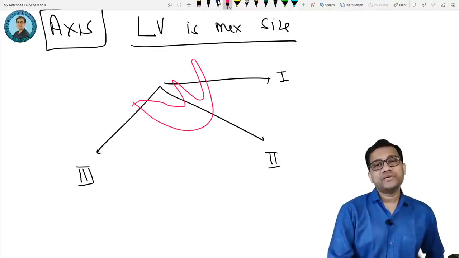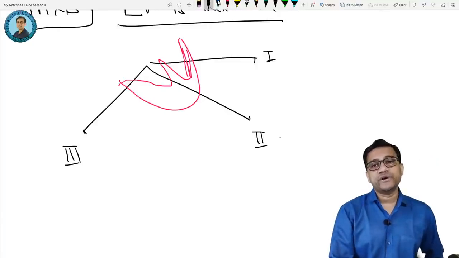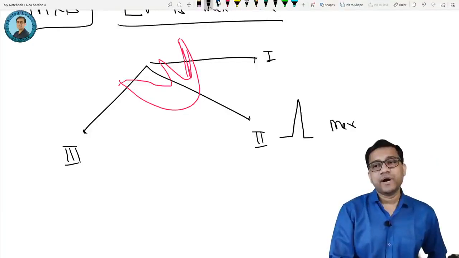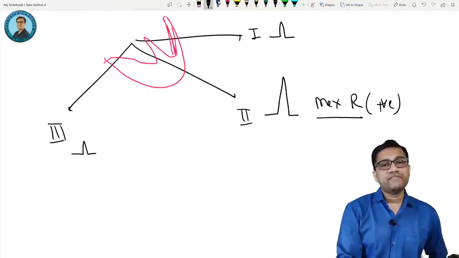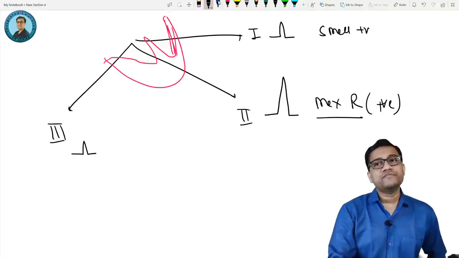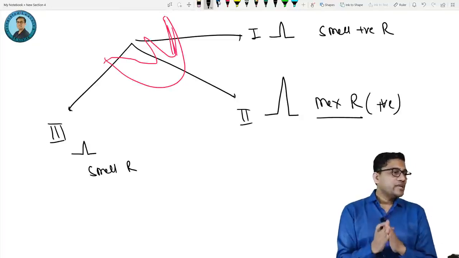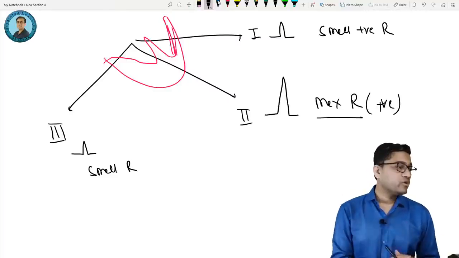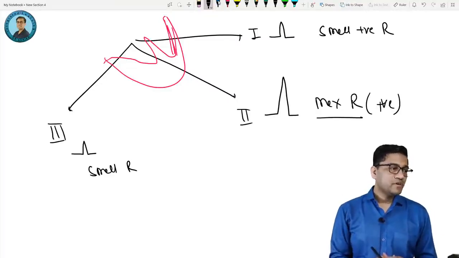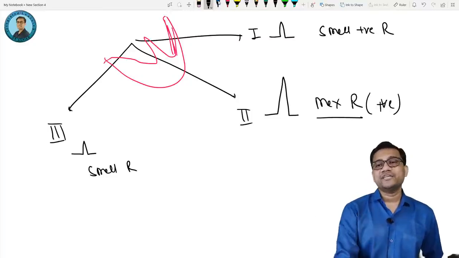Now as you can see, the current is flowing here. So that's why the biggest R wave is in lead 2. It has the maximum R. It is positive and biggest. Are you clear? And in lead 1 and 3, we will see smaller R waves. So we have a small positive R here, and here also a small R, but maybe positive. In a person, the PR segment is isoelectric, not the PR interval. Interval includes the wave. Okay, clear? So first understand, this is maximum R, this is less. That means the heart is showing normal axis.